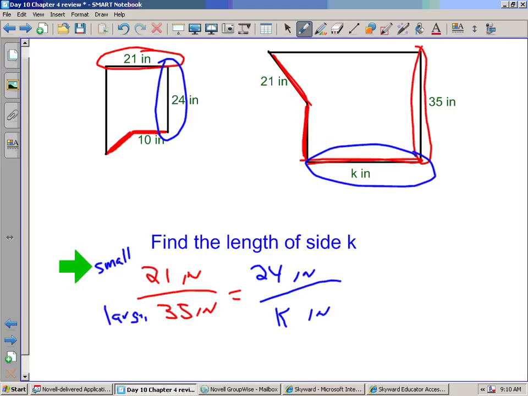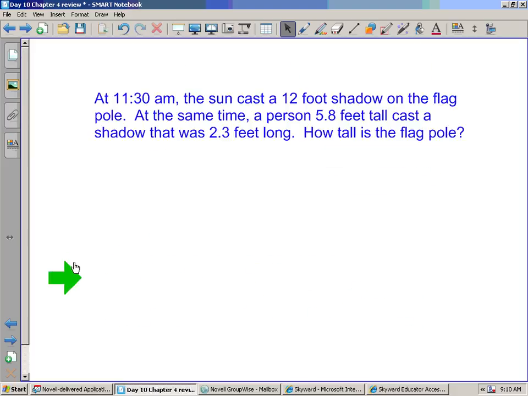And this turns out to be exactly 40 inches. Again, a majority of this test can be set up with cross multiplying and dividing out of proportions.